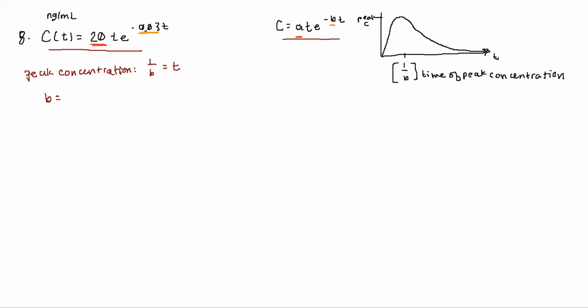So that would be 1 over negative 0.03? Very, very close. The negative is along for the ride. So b is just going to be 0.03, which makes sense too, because we're looking at a time, and we're not going to have negative time. So this is going to be 1 over 3 over 100, or 100 over 3, or approximately 33.3.